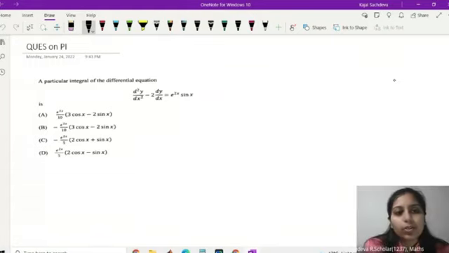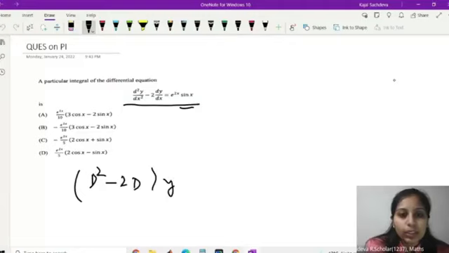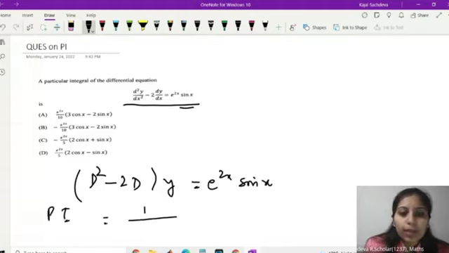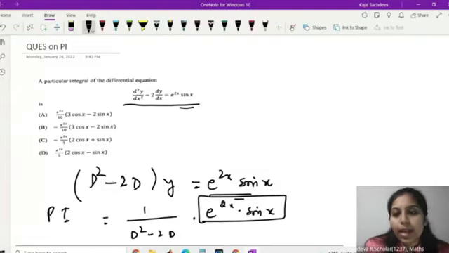So the next question, our last question of this lecture: find a particular integral of this differential equation. So we are to find only the particular integral. We can write this differential equation in symbolic form as (D² - 2D)y = e^(2x) sin x. So for the particular integral, 1/f(D), that is 1/(D² - 2D), applied to Q. We have done a method for these kinds of Q.